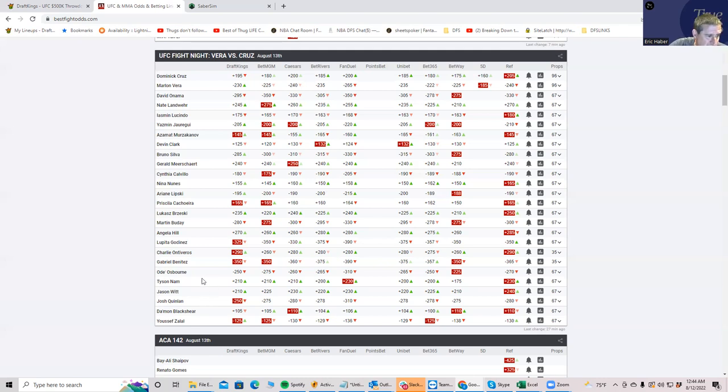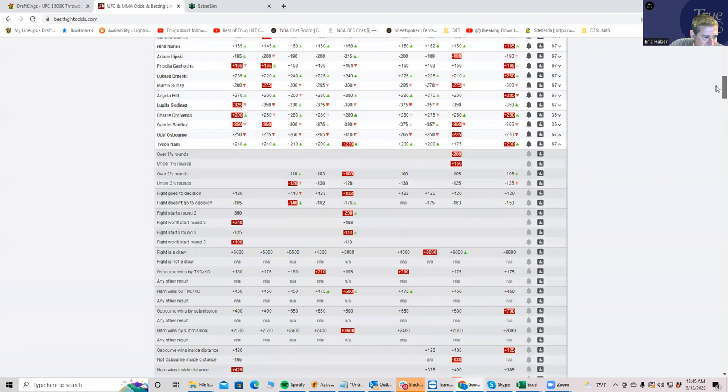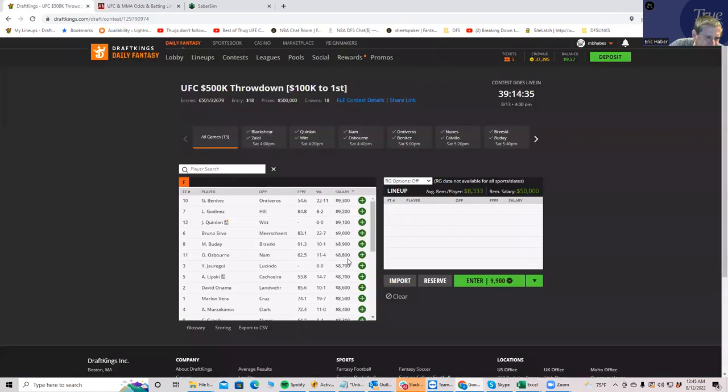So let's move on. Osborne against Nam. Osborne is likewise a 3-1 favorite, just like these other guys. He doesn't quite have the same inside the distance prop as these others. Here you have fight doesn't go to decision at -165, and you have Osborne winning inside the distance at +120. It's a little bit weaker than the others, not that much weaker. And he's 8,800. So relative to these 9Ks, I think he's actually pretty fairly priced. He's obviously not as good of a play as Onama, but I think he's fairly priced relative to these guys. So you could certainly play him.